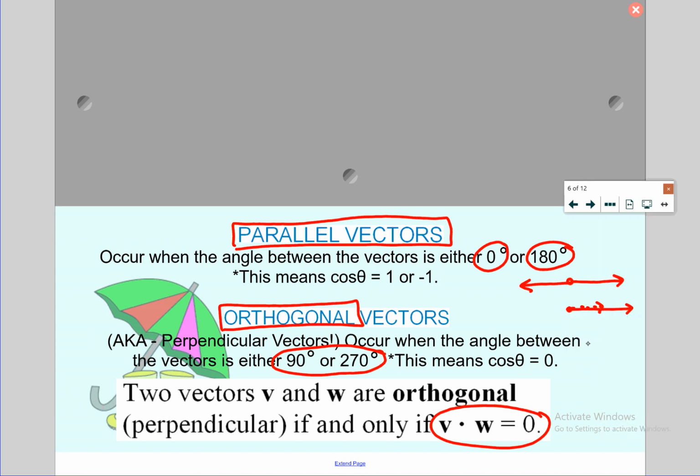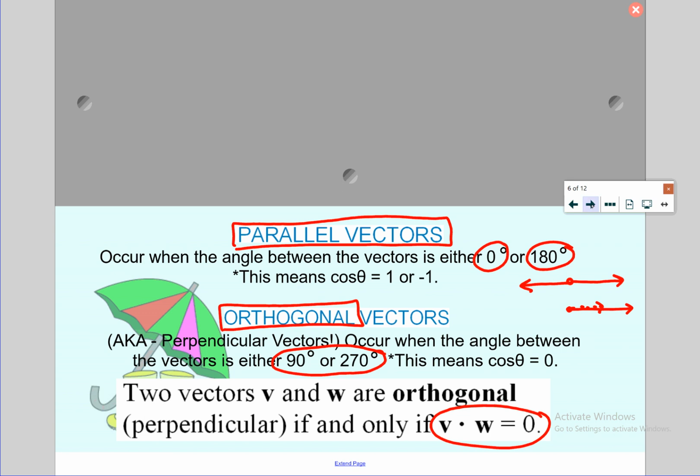All right, so parallel is either 0 or 180. Orthogonal is like perpendicular, 90 or 270, or you can just remember the dot product equals 0. So the second problem we did today was an example of orthogonal vectors, because we got a dot product of 0. Okay? All right, I just got 2 more problems then that have to do with these.